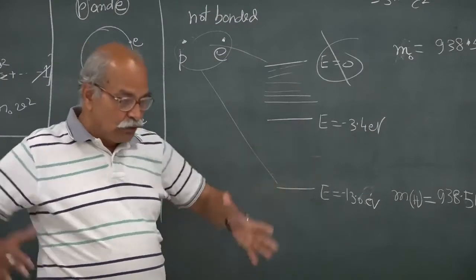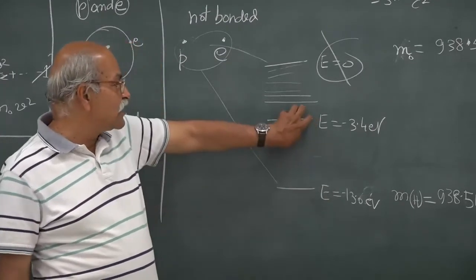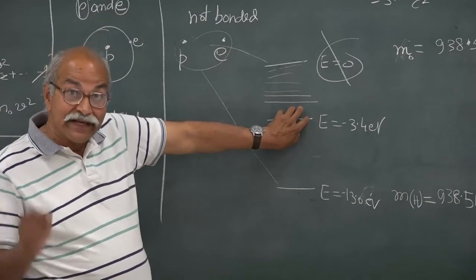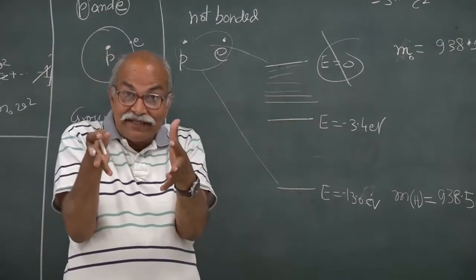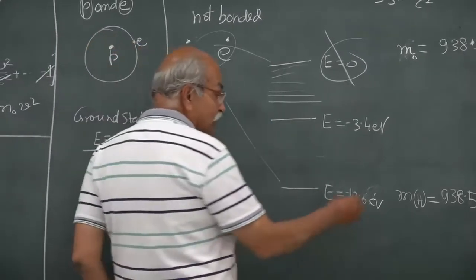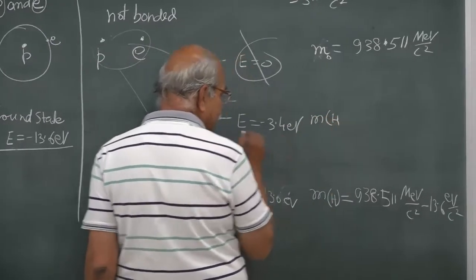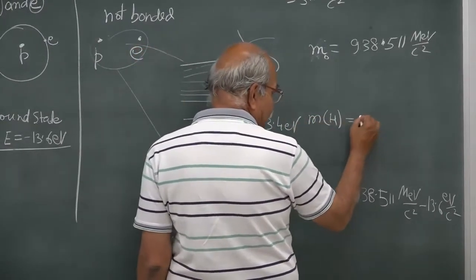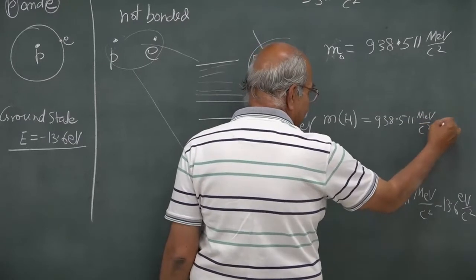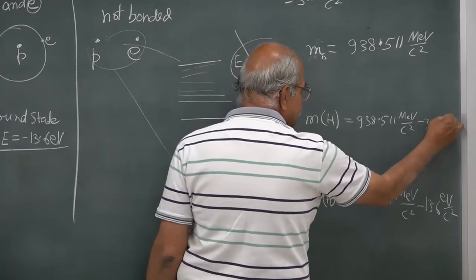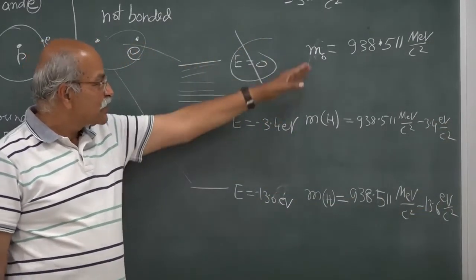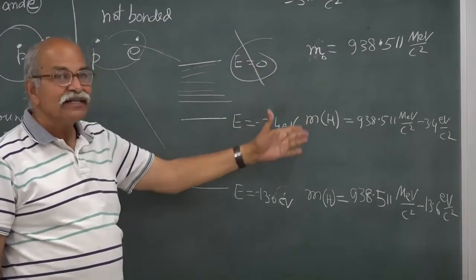First excited state: you give some energy and the hydrogen atom reaches this energy level, the first excited state. It is still at rest. The atom as such is not moving. So, it is rest mass only, but then this rest mass, in the first excited state, will be 938.511 MeV/c² minus 3.4 eV/c². From here it is 3.4 eV less. So, the rest mass is different here, different here, different here.